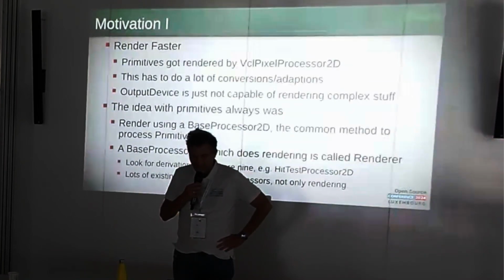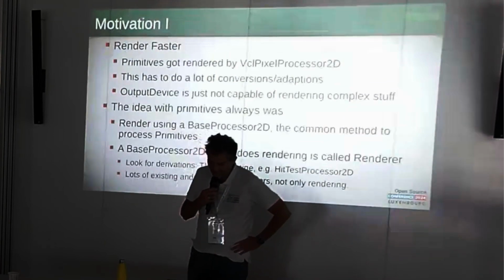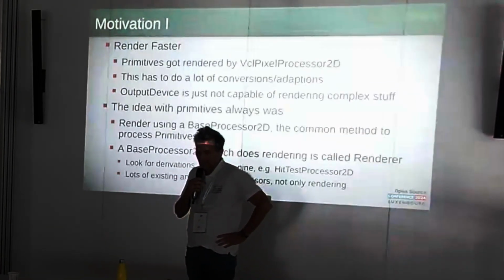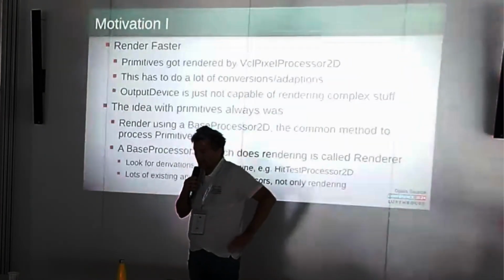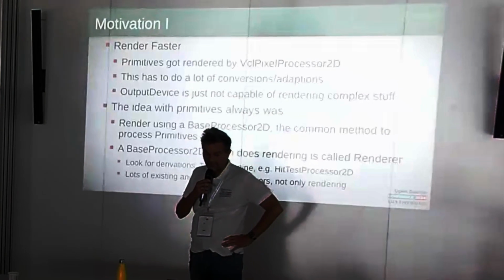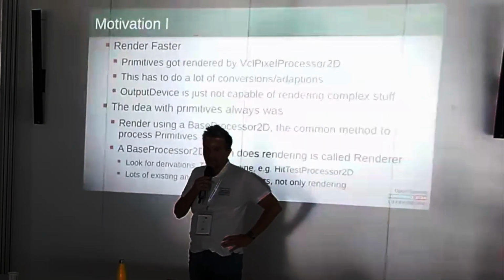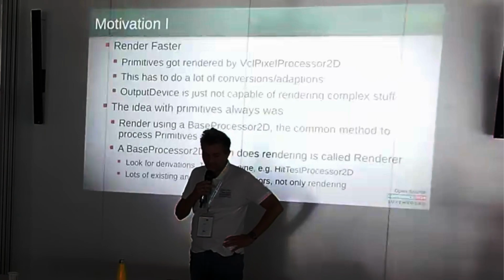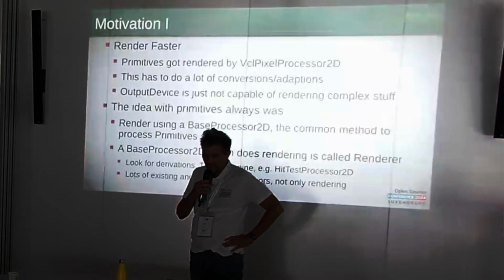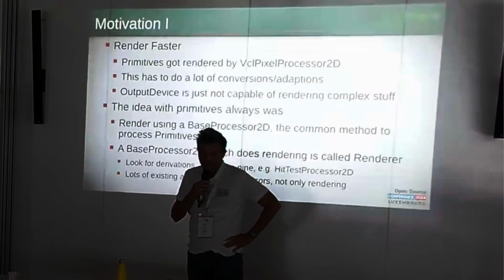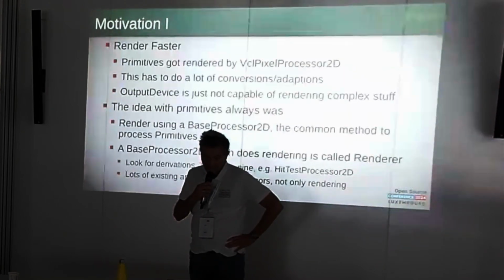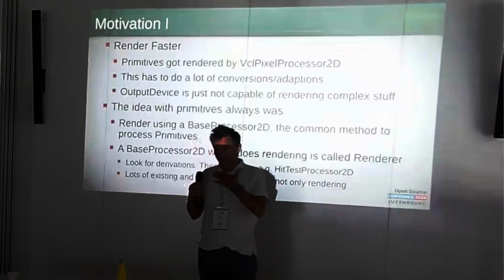So up to now, the primitives are rendered by something called VCL pixel processor, and it uses output device in the background and VCL to render stuff. And so this ends up at the backends we have, and if we are on Linux and it's activated, it ends up in the Cairo backend.